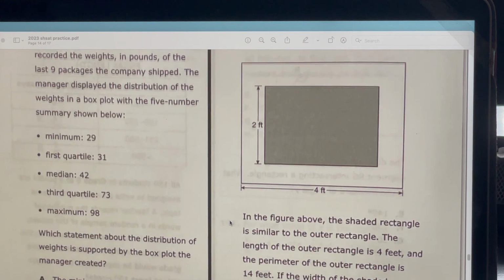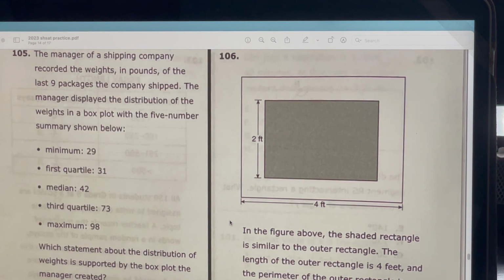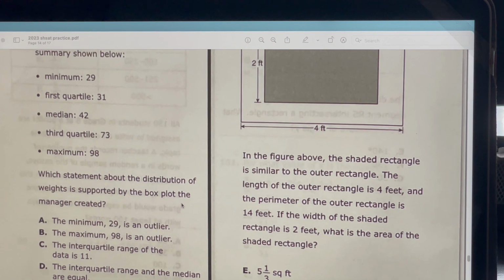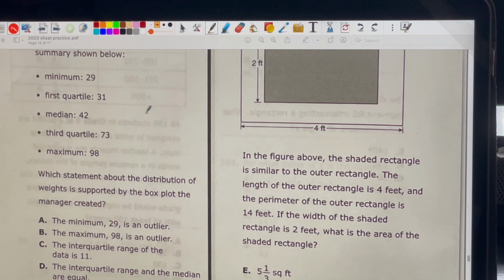So here is a question on box plots. A shipping company manager recorded the weights, in pounds, of the last 9 packages shipped. The manager displayed the distribution of the weights in a box plot. It's a 5-number summary, okay? So the minimum was 29, the first quartile is 31, and again, I'm just approximating, this is the median. Third quartile, 73. And the max is 98. So that would be your 5-point summary for a box plot.